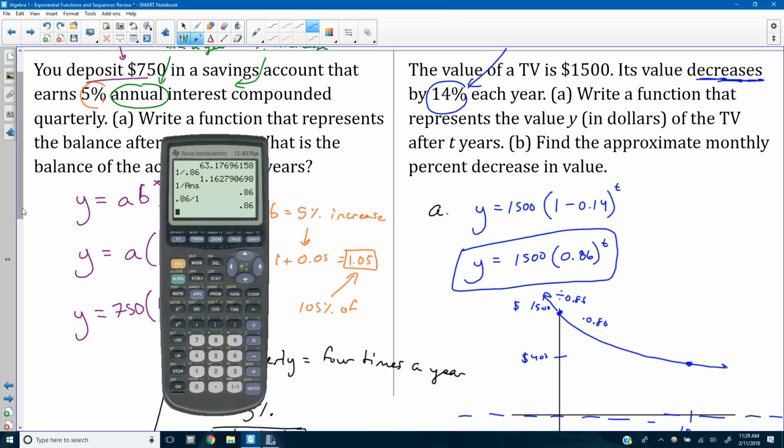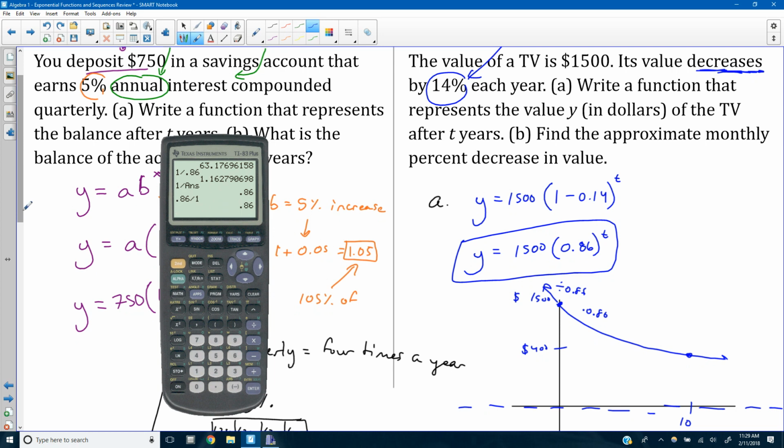Okay, so that was one reason I wanted to say that. The other reason is for Part B. Part B is asking us to find the approximate monthly percent decrease in value. So there are kind of two ways we can go about the problem. It depends. Let's say this is after year 1 and we're right here. Remember, this is a curve. This is not a straight line.